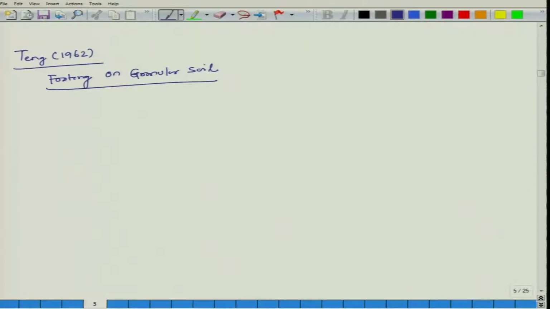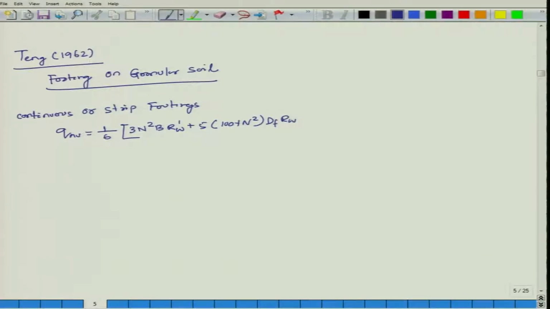So, for continuous or strip footings, qnu is equal to 1/6 N squared B Rw prime plus 5 into (100 plus N squared) Df Rw.